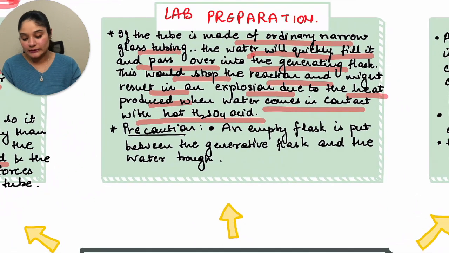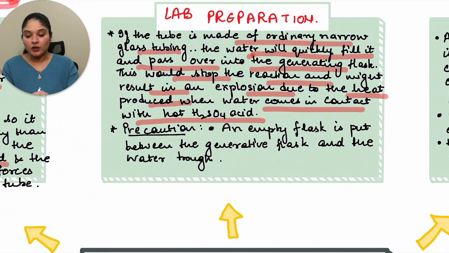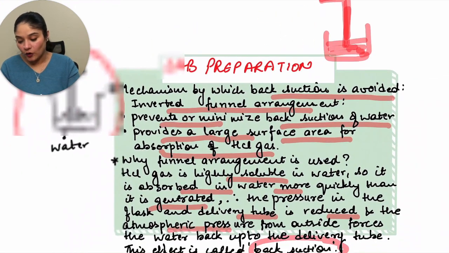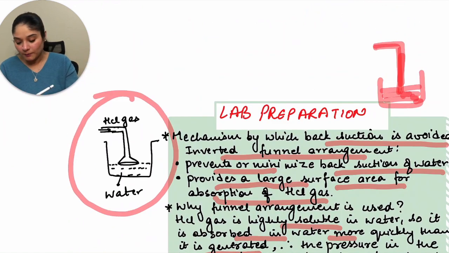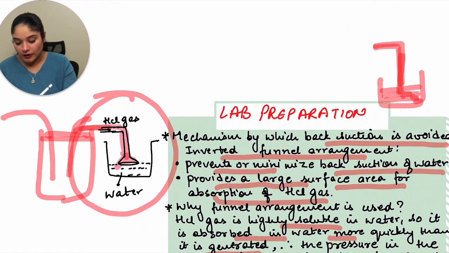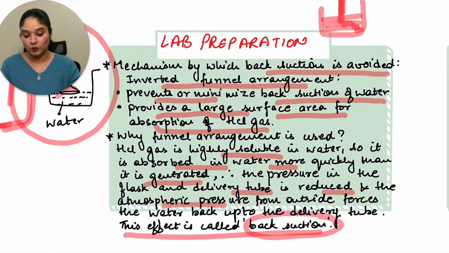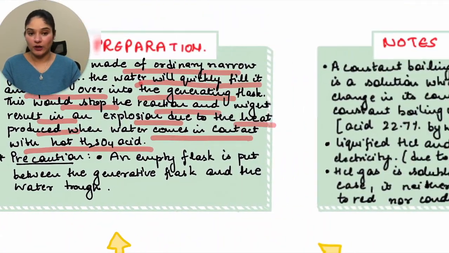Now next is, what precaution do we use? An empty flask is put between the generating flask and the water trough. So what is happening? Before this funnel, like if you see right here, before this we keep an empty flask. The gas after drying will come in this, and after that it will come into the one that you are dissolving it in water. So you introduce an empty flask. They can ask you this question: what kind of precaution would you put in to avoid back suction or explosion? So you will introduce an empty flask in between.